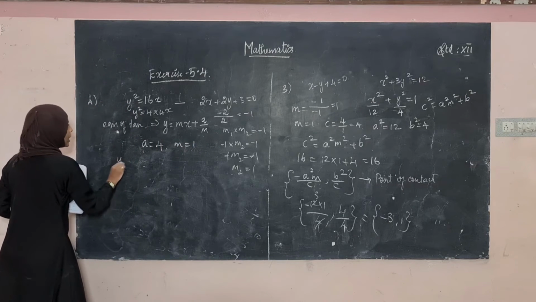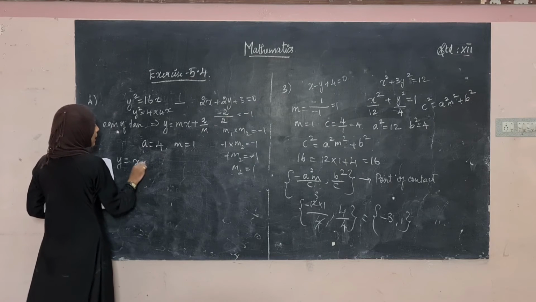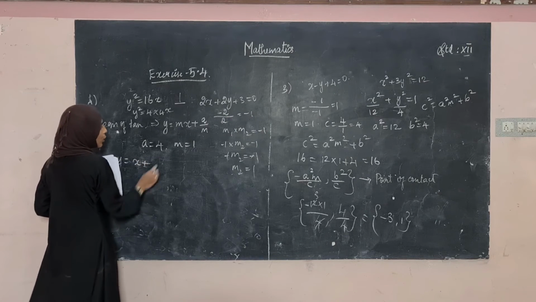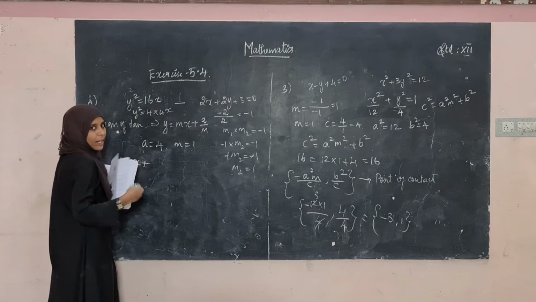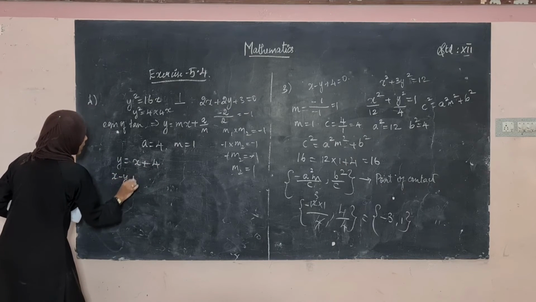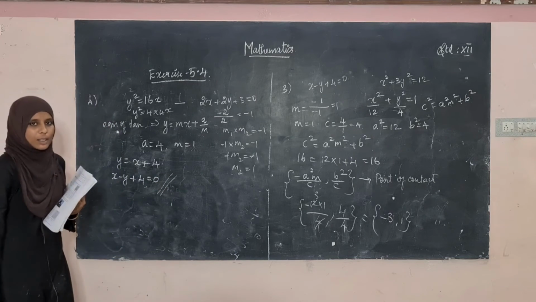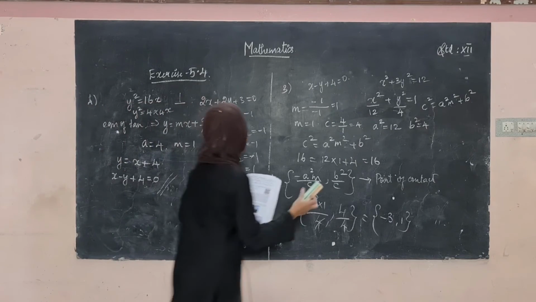Now substitute here, y is equal to, what is m? 1 into x is x plus a is 4 divided by m, 4 divided by 1. So 4. So what's the equation of tangent? x minus y plus 4 is equal to 0 is the equation of the required tangent. Okay. Now let us see the fifth sum.